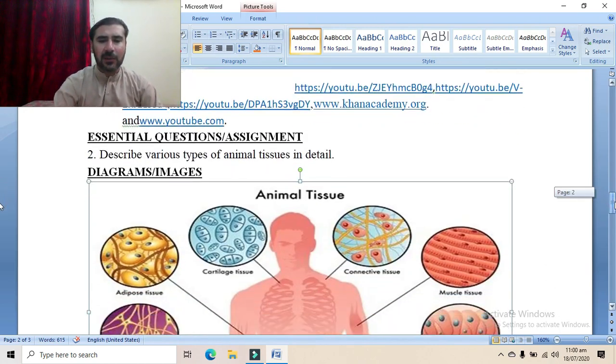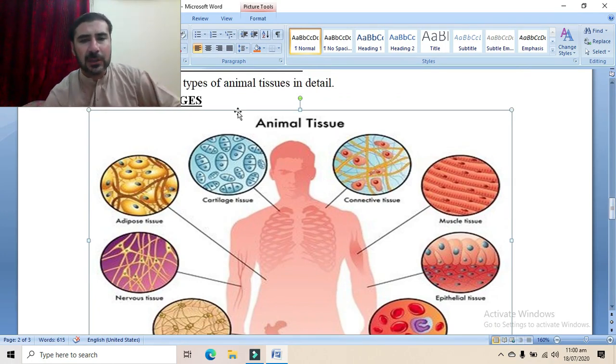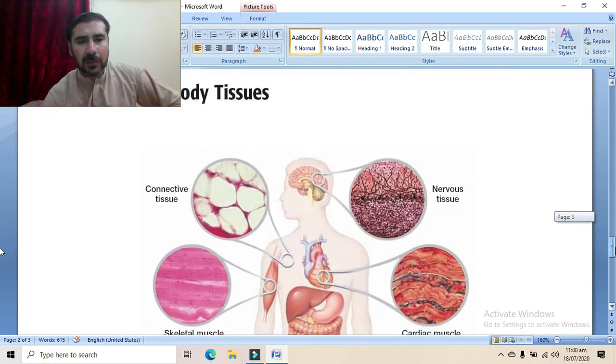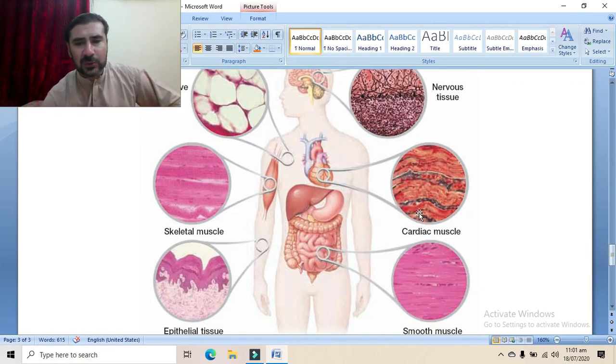Now diagrammatically we will observe these tissues. These are various types of animal tissues: cartilage, adipose tissues, these are connective tissues, muscle tissues, these are nervous tissues, epithelial tissues, these are bone tissues, and this is blood tissue. Human body tissues in other diagrams: these are connective tissues, these are nervous tissues, these are skeletal tissues, these are cardiac tissues, these are epithelial tissues, and these are smooth muscle tissue.